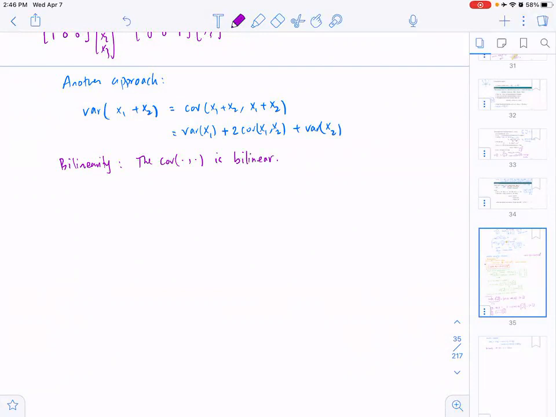Is it related to the symmetry? The symmetry is another property. Bilinearity is a different property. Something could be bilinear but not symmetric. Symmetry refers to cov x, y being equal to cov y, x, which is for the scalar case. For the vector case, you put a transpose. But what is bilinearity?